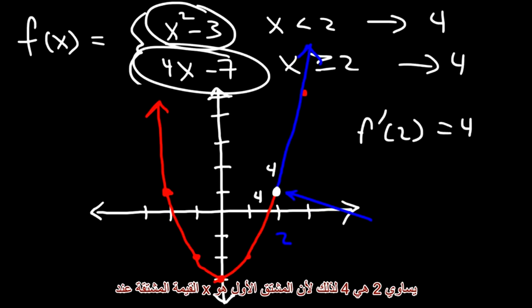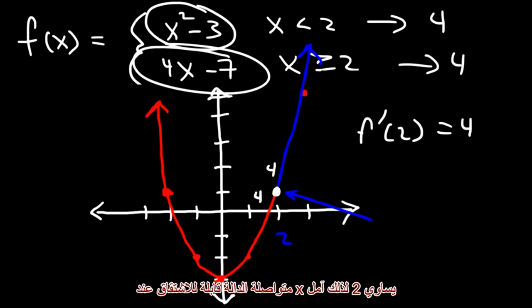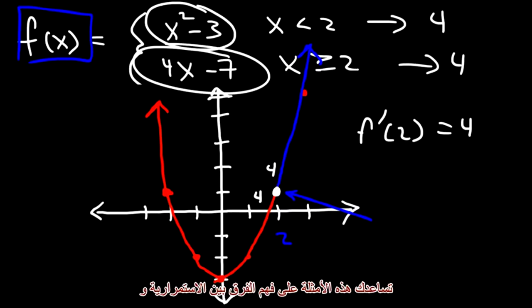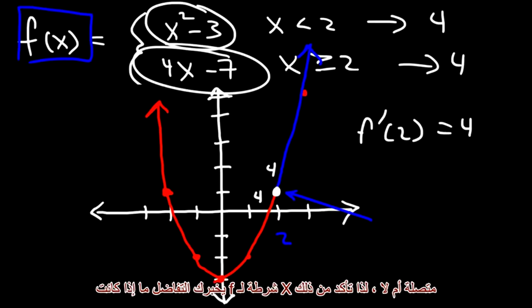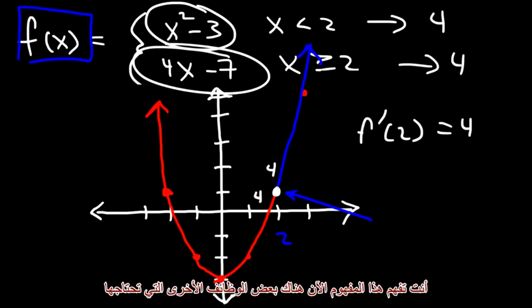So because the first derivative is continuous, the function is differentiable at x equals 2. So I hope these examples help you to understand the difference between continuity and differentiability. Continuity is for f of x. It determines if f of x is continuous. Differentiability tells you if f prime of x is continuous or not. So make sure you understand that concept.